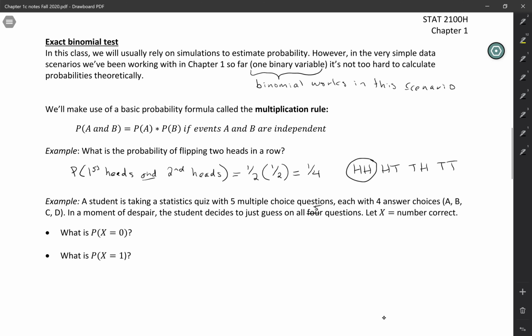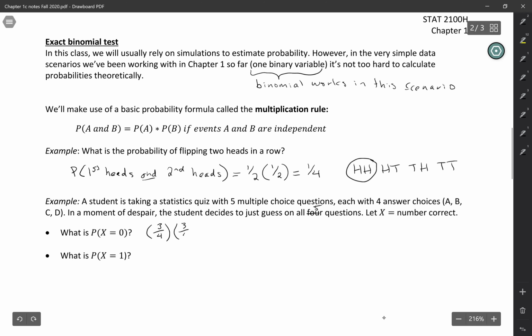So we're going to use the multiplication rule for this. If we think about the first question, what's the probability that they get it wrong? One of the answers is right and the other 3 are not, and so there's a 3/4 chance that the student gets it wrong.